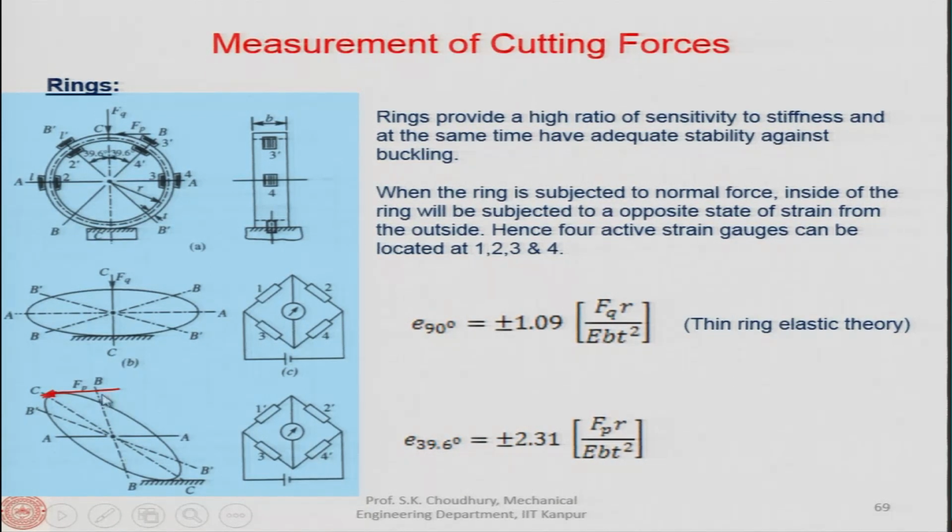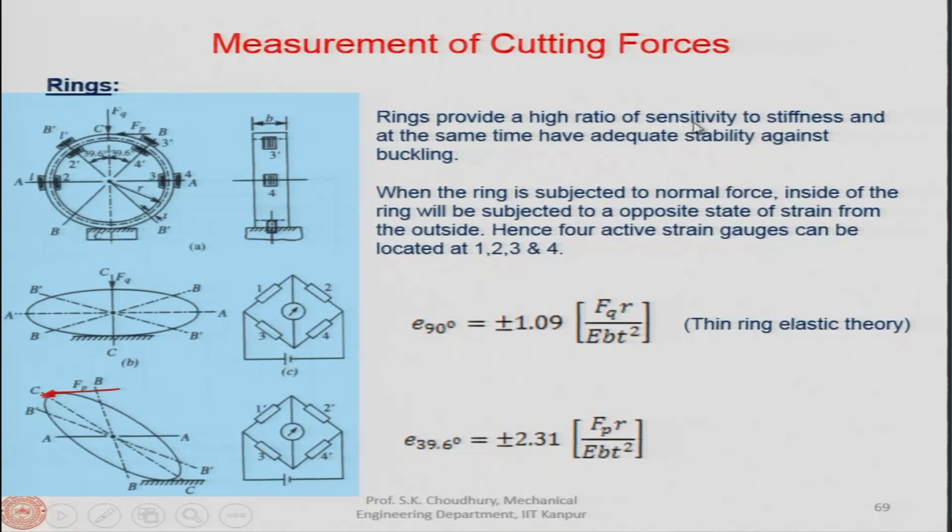at an angle of 39.6 degree. This, as I am repeating, is from photoelastic experiments. These notes are revealed. Now, this kind of ring structure provides a high ratio of sensitivity to stiffness, and at the same time has adequate stability against buckling. Buckling means that when Fq, the thrust force, is acting, the ring will not break.